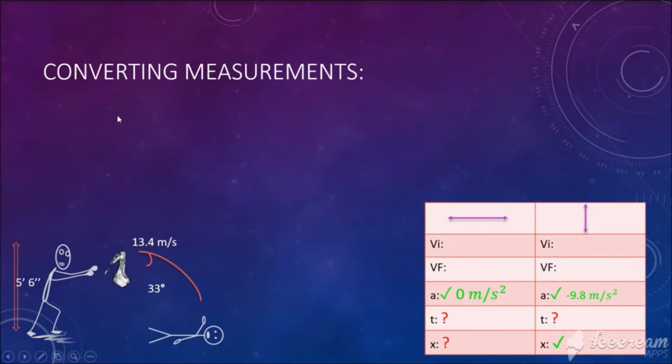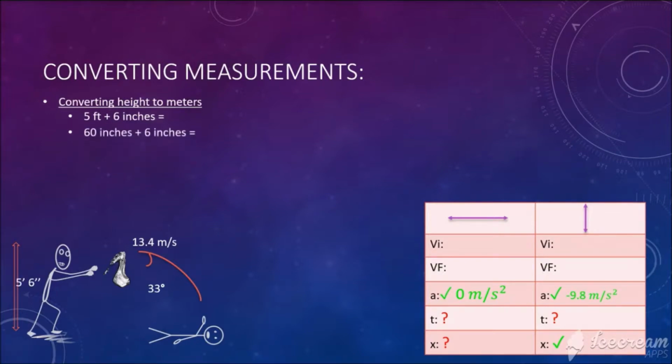First things first, we have to convert all necessary measurements. Since the word problem has Melanie's height in feet, we need to change that to meters. So converting height to meters, since it's 5 feet and 6 inches, I just made everything in inches so that it's easier. 5 feet is 60 inches, since it's 5 times 12. And Melanie is 66 inches.